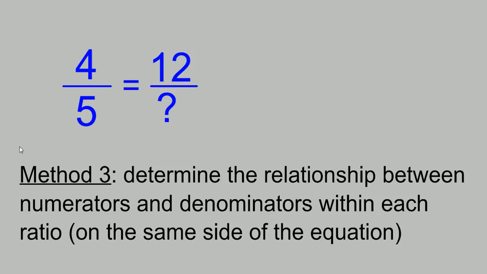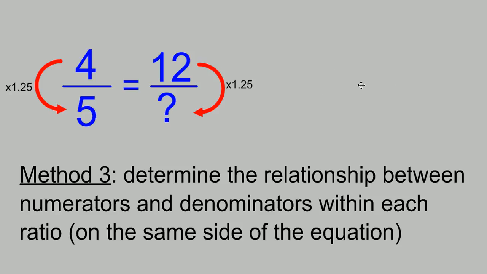And finally, the third method. Sometimes numbers don't work so well together. In this case, they work pretty well together if we look at method 2. But they also have a relationship between the numbers within each individual ratio. So determine the relationship between the numerators and denominators within each ratio. If you can do that, you can use this to solve the problem. In this case, I would have used method 2.